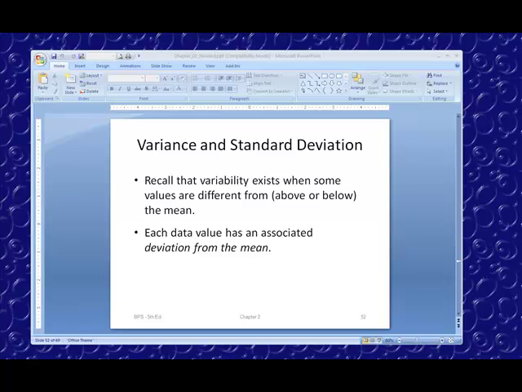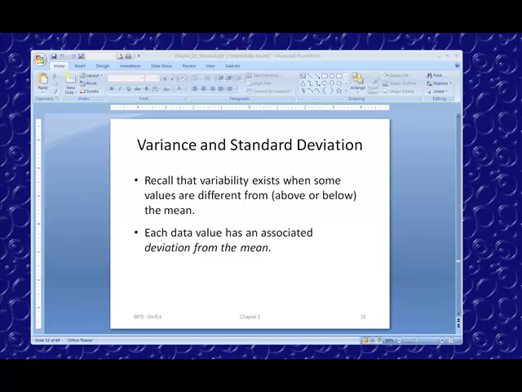Well, we're going to find that variance and standard deviation is also a non-resistant measure of spread because it depends on the mean. So what the standard deviation gives us is the average distance each data value is from the mean, or what we would expect the value of our distribution to be.